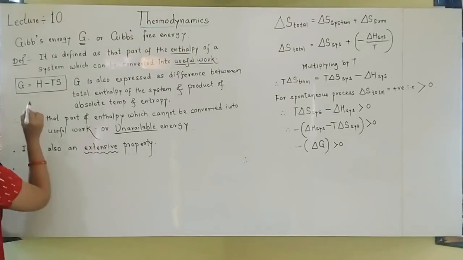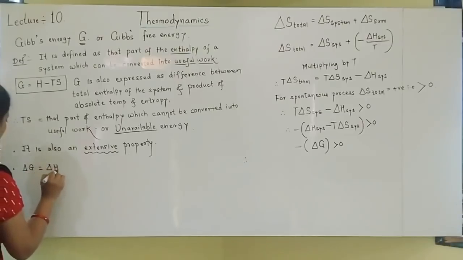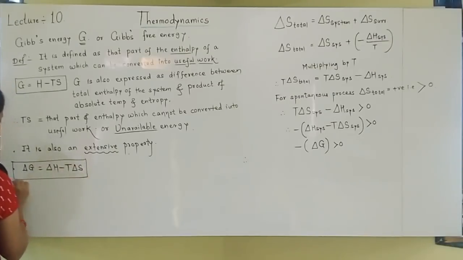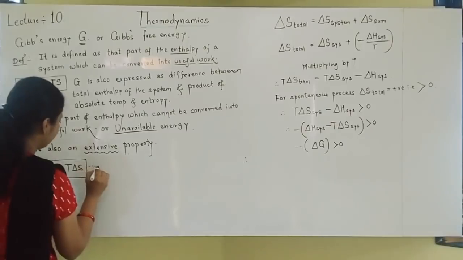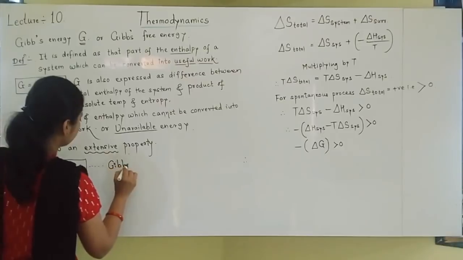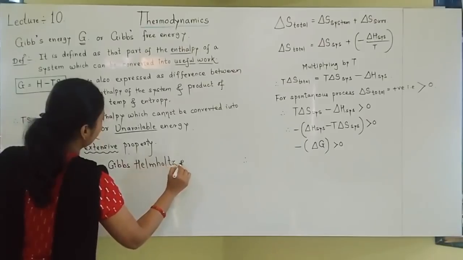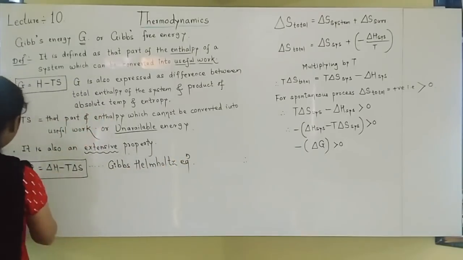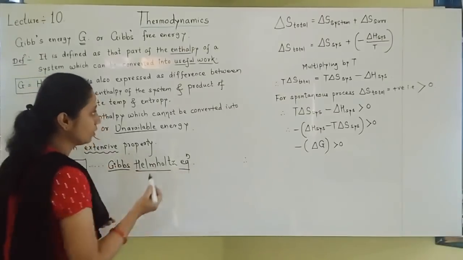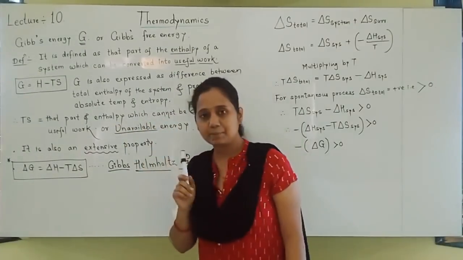Students, based on this formula we can write the difference: delta G is equal to delta H minus T delta S. This is the formula for the difference in Gibbs energy, and this is called the Gibbs Helmholtz equation. A one mark question may be asked: write the Gibbs Helmholtz equation. Okay. Things are very easy here. Understood what is Gibbs energy?